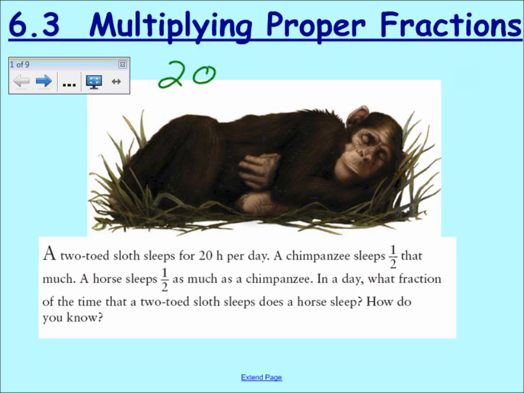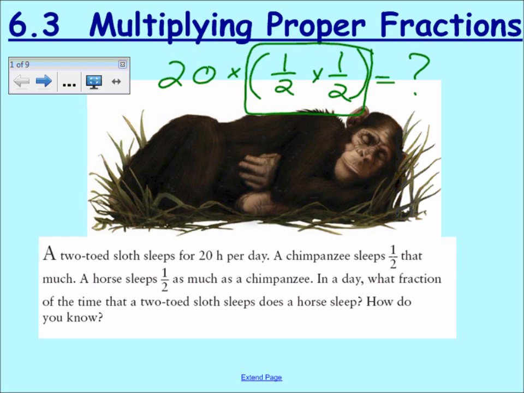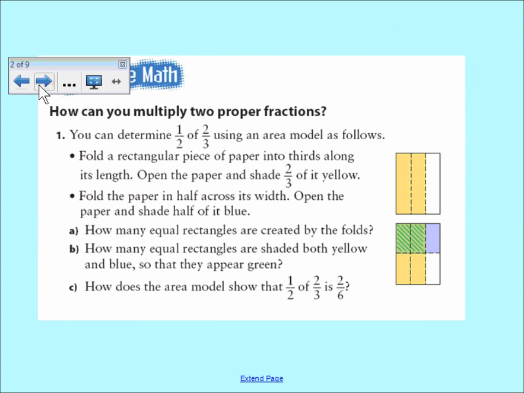So we need to know how much 1/2 times 1/2 is. So how do we find out this part right here, 1/2 times 1/2? That's what we're going to get to in this lesson. How can you multiply two proper fractions?